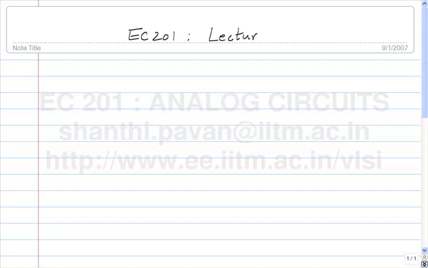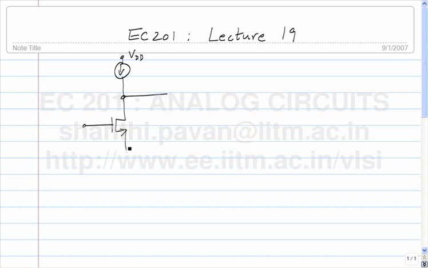EC 201, lecture 19. Yesterday we saw the following biasing arrangement, where the basic idea is to compare the drain current of the MOSFET to some reference current and apply corrective feedback at the source of the MOSFET. The gate is assumed to be fixed to some bias voltage which we have really no control over, and the idea is to control the gate source voltage by varying the source voltage and keeping the gate voltage fixed.